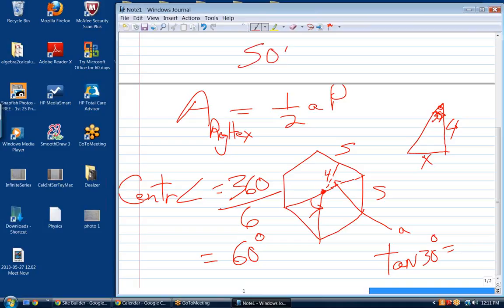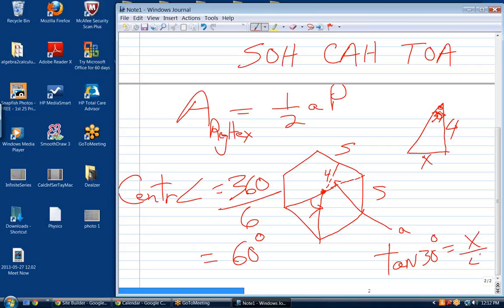The fact that you didn't know that means you haven't memorized this. SOHCAHTOA. Tangent is opposite over adjacent. Adjacent over opposite would be cotangent. Okay, so tangent of 30 degrees equals x over 4, which means x is equal to 4 times the tangent of 30 degrees. What's that number?